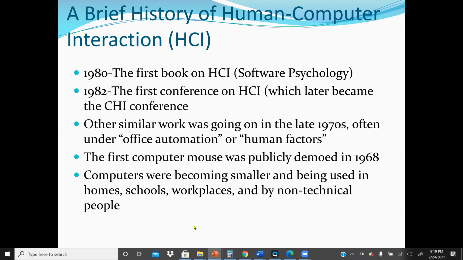Again, human-computer interaction is about developing systems that interact with computers. A very simple example would be the mouse. In 1968, the computer mouse became publicly known. Then computers were becoming smaller and being used in homes, schools, workplaces, and by non-technical people. Somewhere around the 1980s, the first microcomputers, desktop computers, started to surface, and the first desktop computer was made by Apple Computer Company.